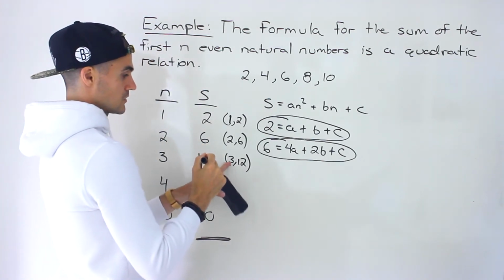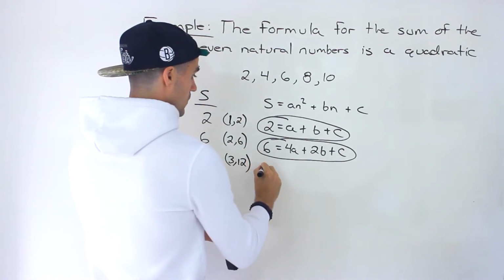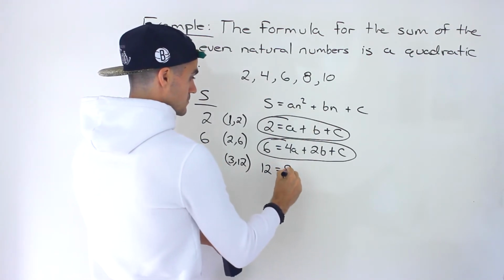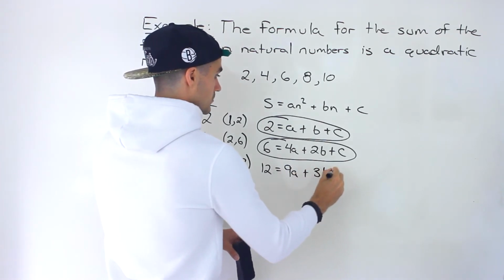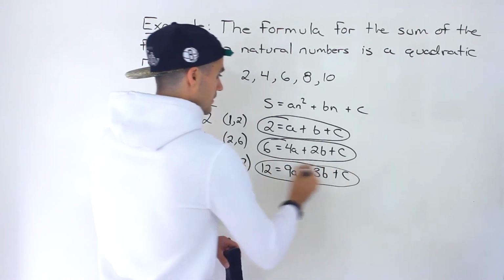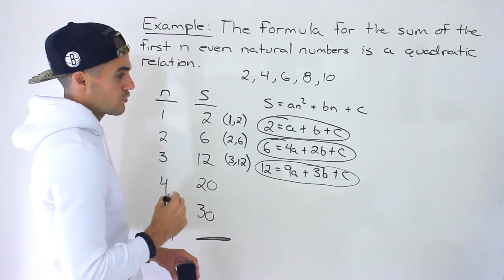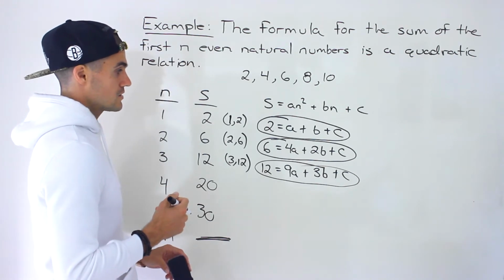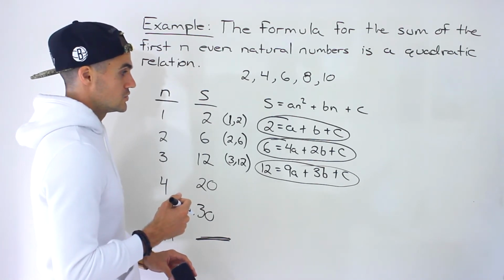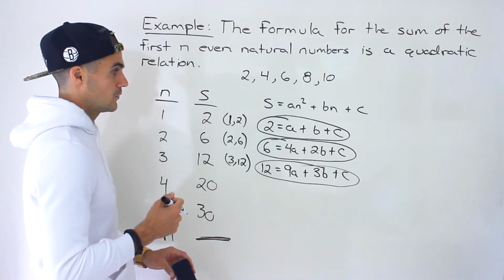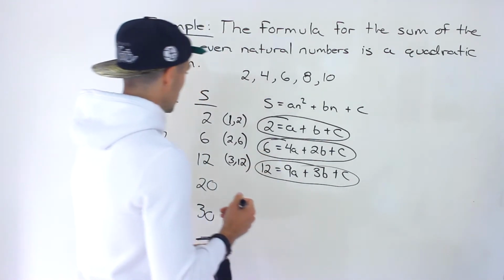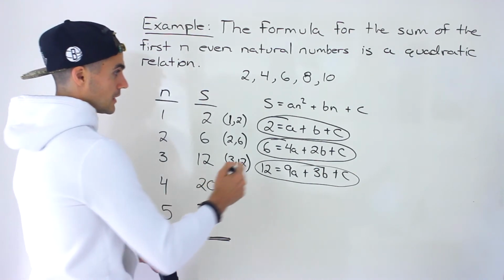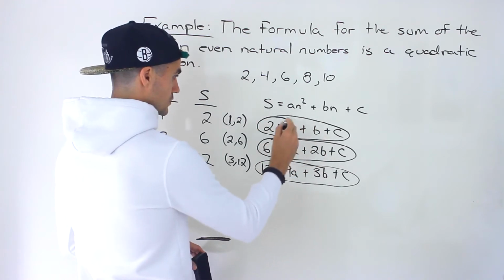Then if we do the same thing with this point, plug in 12 for s, so we'd have 12 equals, then we'd have 3 to the power 2, which is 9 times a, so it'd be 9a plus 3b plus c. Like that, right? So now we got 3 equations and 3 unknowns to solve for. So multiple ways we can do this. What I'll do is I'll isolate for the c value with this first equation here.